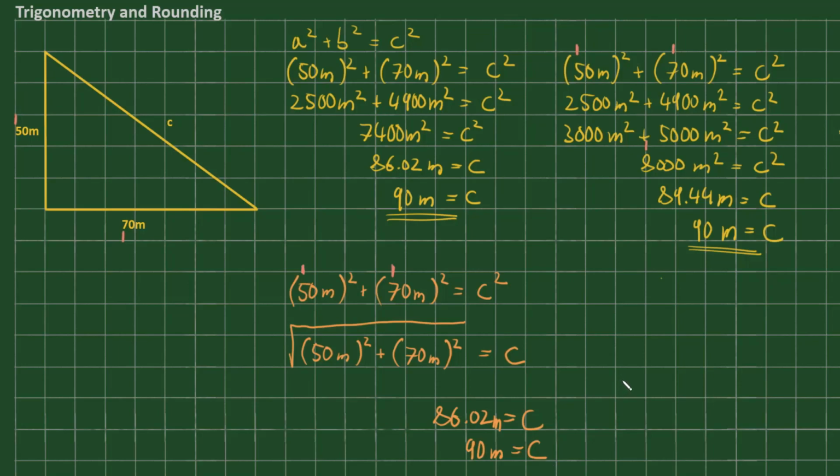In summary, whenever we round, we are introducing an error to our calculation. And that is fine as long as we can trace that error back to its source.